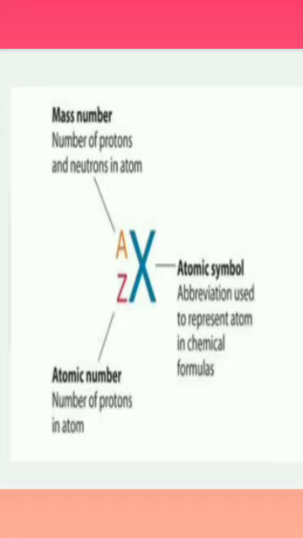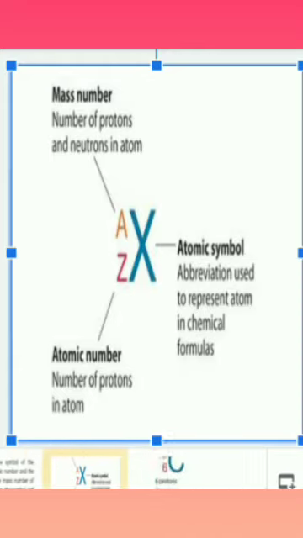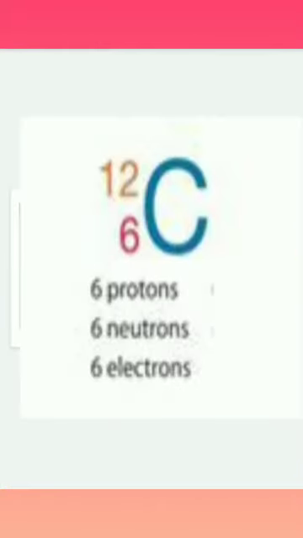Mass number is the total number of protons plus total number of neutrons. Atomic number is the number of protons in an atom, or otherwise the number of electrons present in the neutral atom. Look at this: C is the symbol of carbon, 12 is the mass number, and 6 is the atomic number.